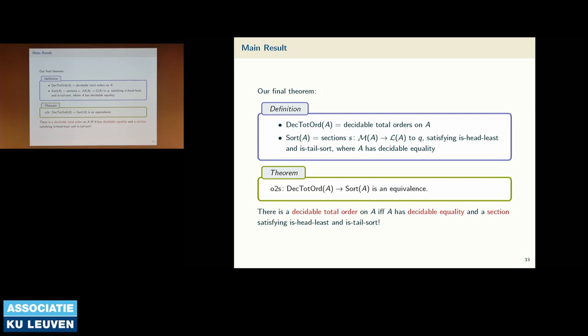So we have DecTotOrd, which is basically just the set of decidable total orders on A. And we have Sort A, which is the set of well-behaved sections on A. And also, we assume A has decidable equality. So what we prove is that these two are actually equivalent. In other words, there's a decidable total order on A if and only if A has decidable equality, and also it has a well-behaved section.